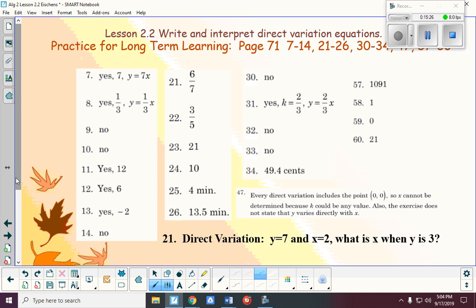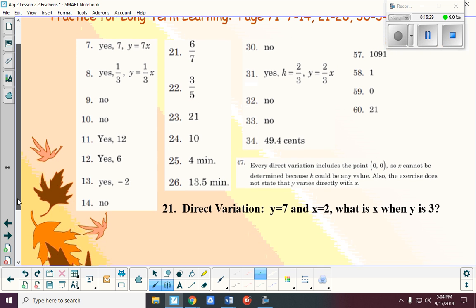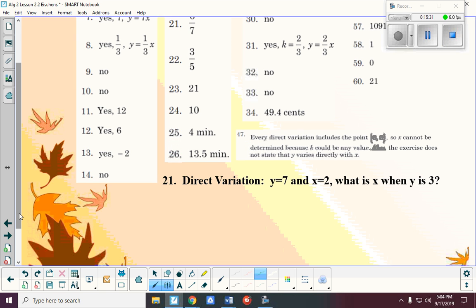And the assignment is right here. And on one of the problems in the book, number 21, I just want to talk about that. They give you some different direct variation relationships. They say, well, y is equal to 7 and x is equal to 2 in this direct variation relationship. And then it says, what is x when y is 3?